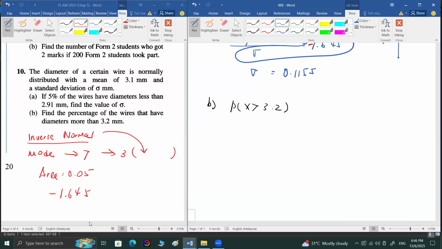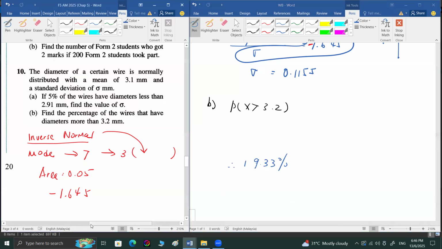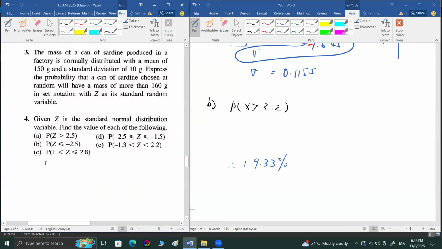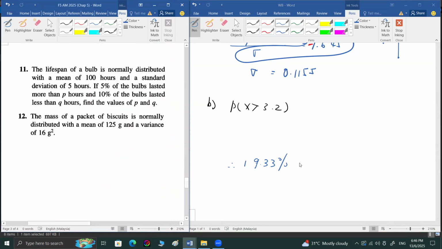Okay, so the answer is 19.33%. Did everyone get that? If you can't get it, you ask me. 19.33%, is it okay? Okay, good. Next, we continue. Question 11, any of you need help with this? No? Okay, next, we continue.